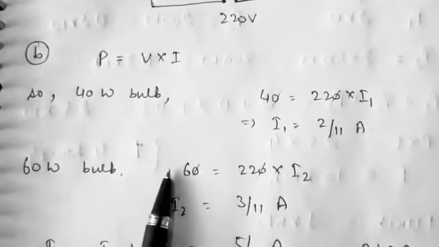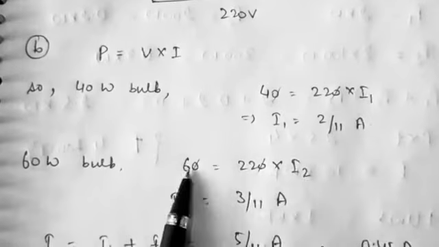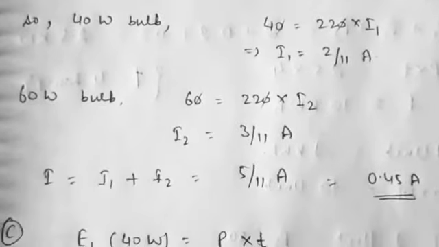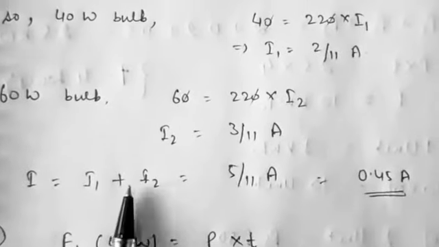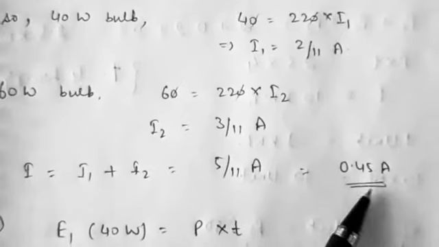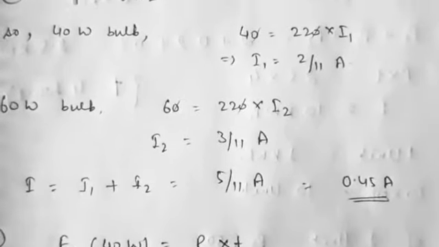Similarly for the 60 watt, we put in the same formula: 60 is equal to 220 into I2, and we get 3 by 11 ampere. The total current I is equal to I1 plus I2, that is 5 by 11 ampere, or if you convert it, you will get 0.45 ampere.